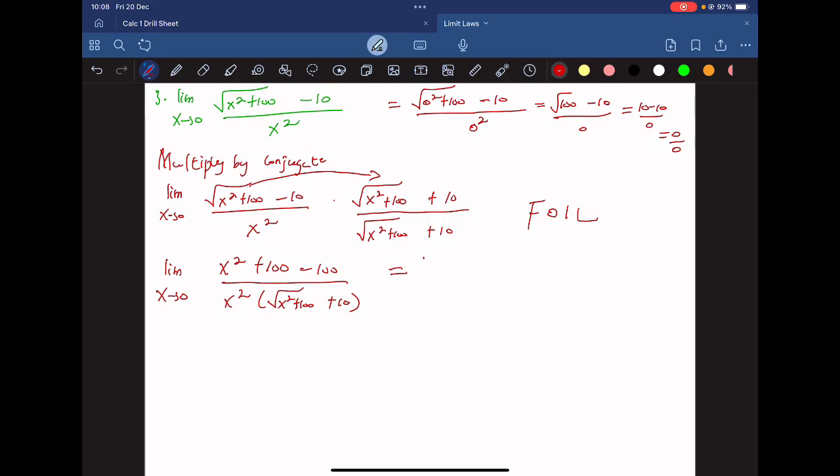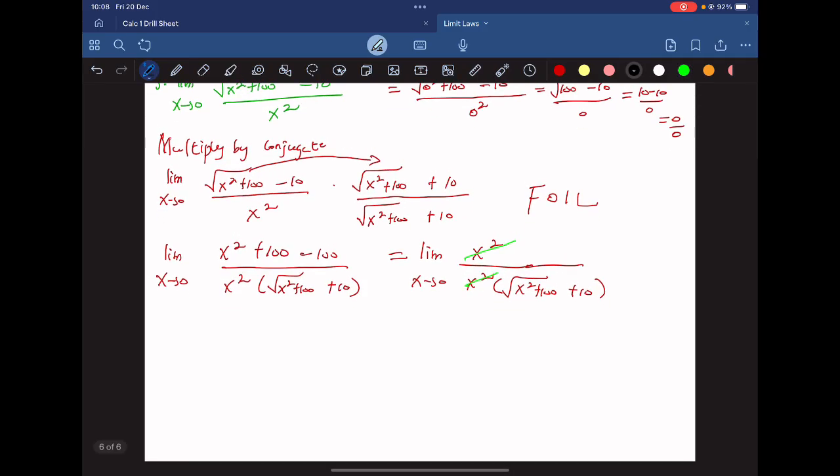Now, this is the same as limit as s approaches 0. 100 minus 100 is 0, so you just have s squared over here. In the denominator, you have s squared, then square root of s squared plus 100 plus 10. And this is what you have. So now, clearly, s squared will cancel s squared, right? So we have limit as s approaches 0 of 1. We are going to have just 1 in the numerator. The denominator is going to be square root of s squared plus 100 plus 10.